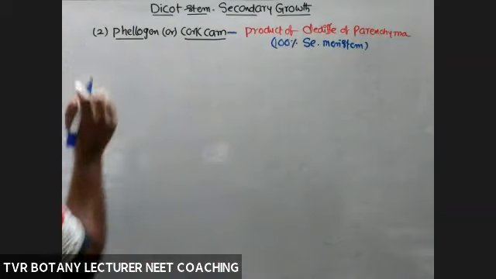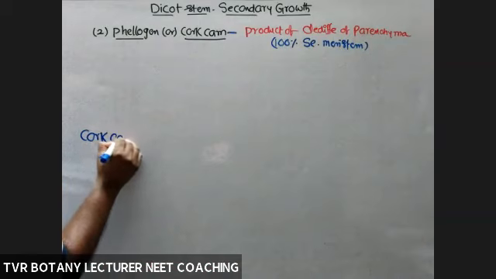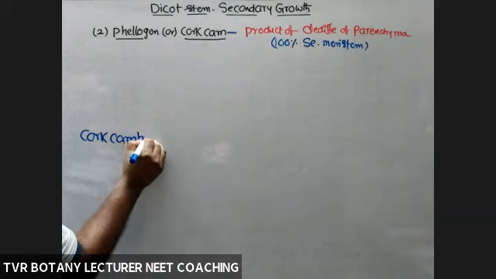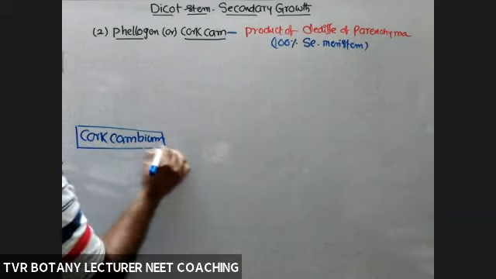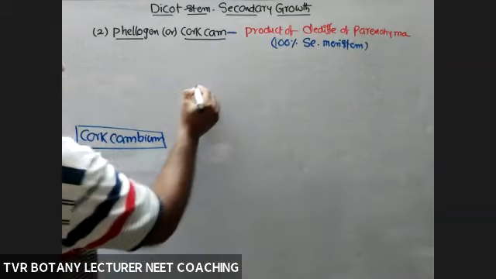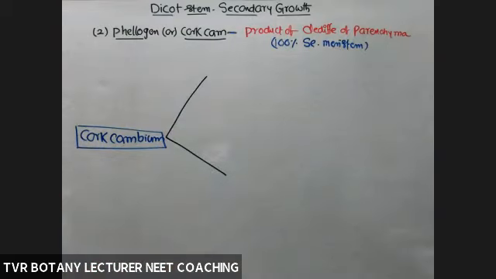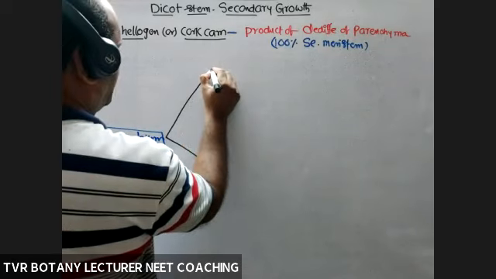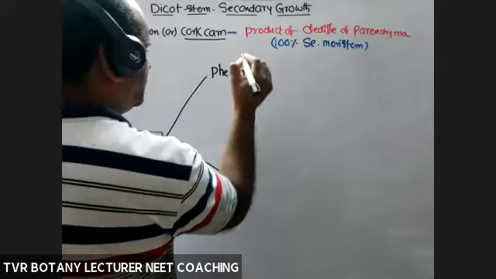Now, what about the role of cork cambium? This part is very, very important. Cork cambium is concerned with the redifferentiation of two types of regions or zones. One is phellem towards the outside, phellem or cork.